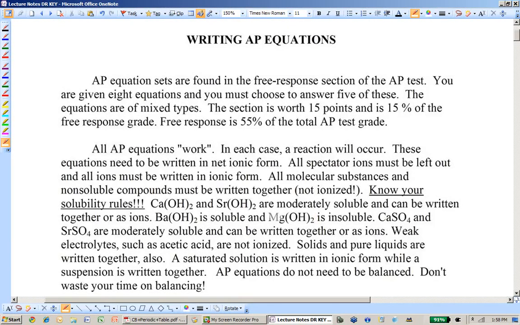Welcome to this session. This session is about writing AP net ionic equations. This will be question 4 in the free response of the AP exam. We don't know a lot about what that free response holds for us, but we do know that question 1 is equilibrium. We'll spend a lot of time working on that later. And we know that question 4 is net ionic equations.